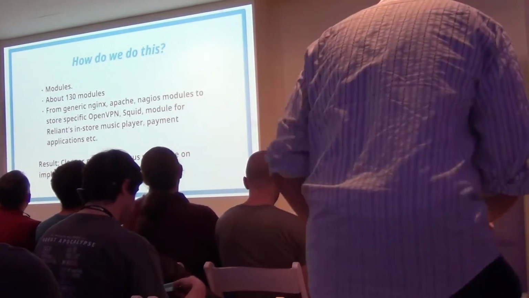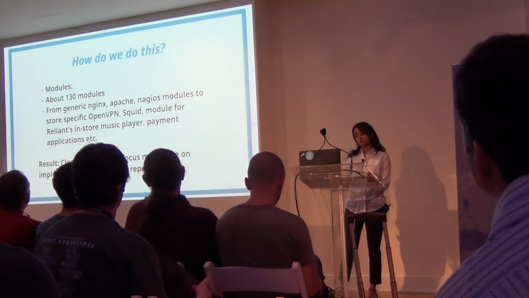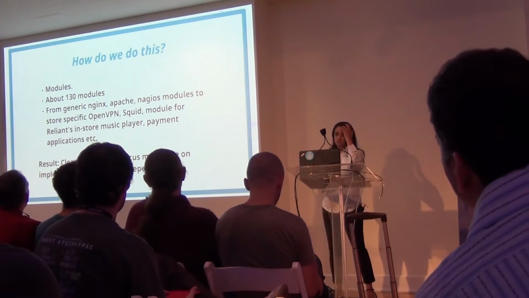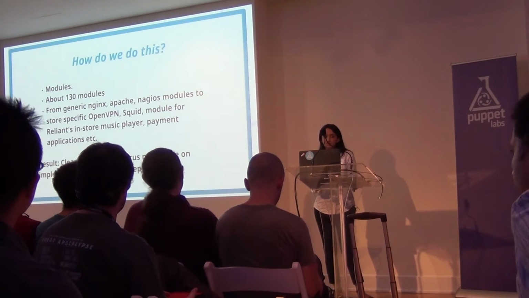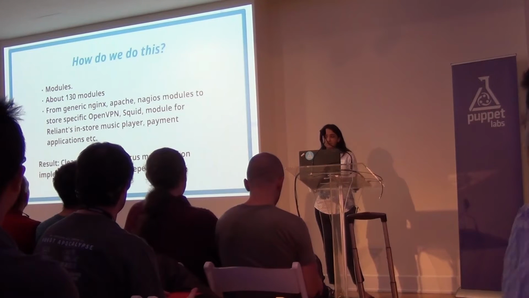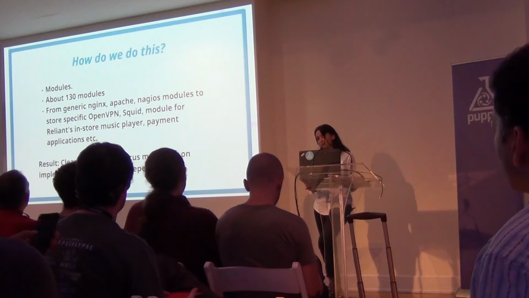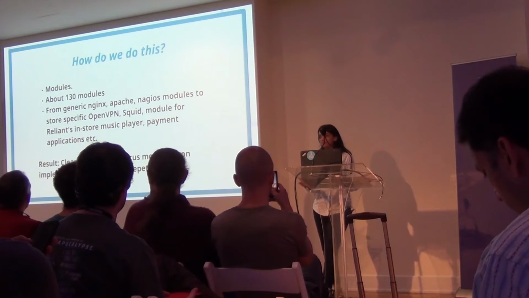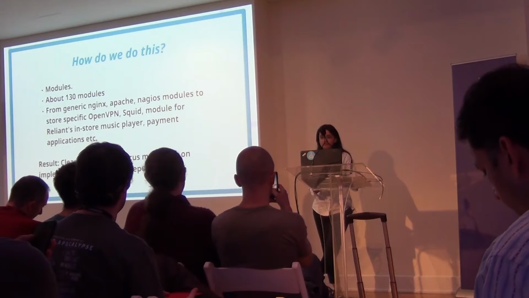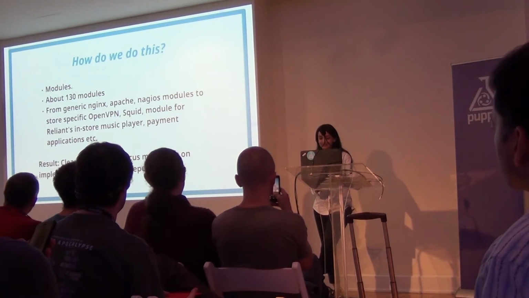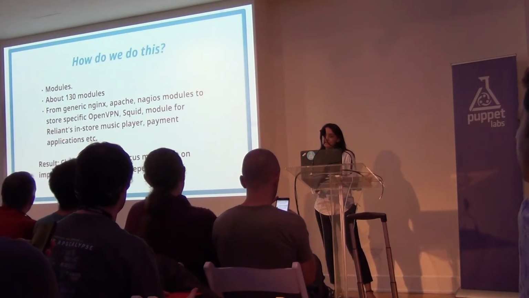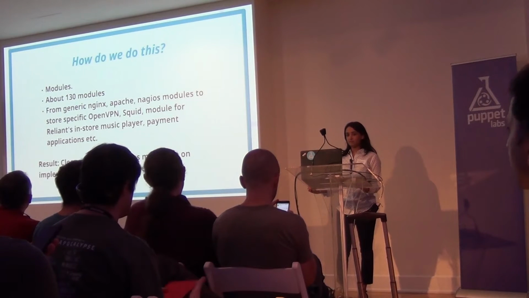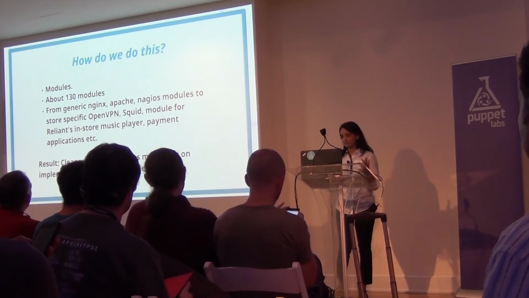So how we do this is we write a custom module every time a request for functionality comes in. We have over 130 modules in our repository, from generic SSHD, Nginx, Nagios, to more store-specific functionality like OpenVPN, Squid, Reliant's custom music player in store, and some GVR solutions, payment applications, file integrity monitoring, and all that. So the result of this is that we have cleaner manifests, and we know exactly what's running on every node, and we spend more time on development rather than repeating ourselves over and over again.